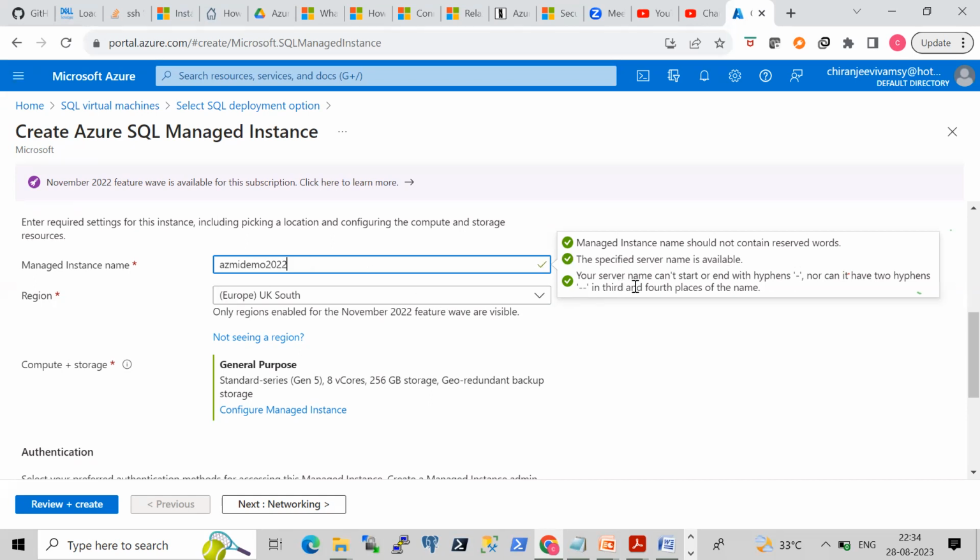So see the names here. Your server name cannot start or end with hyphens. Even hyphens are not allowed. Why I'm saying this, you will get to know. You will get to know the naming convention of MI, and it plays a significant role. I will let you know why I'm talking about this later. For the moment, it's okay. But there are many things that I'm going to deep dive.